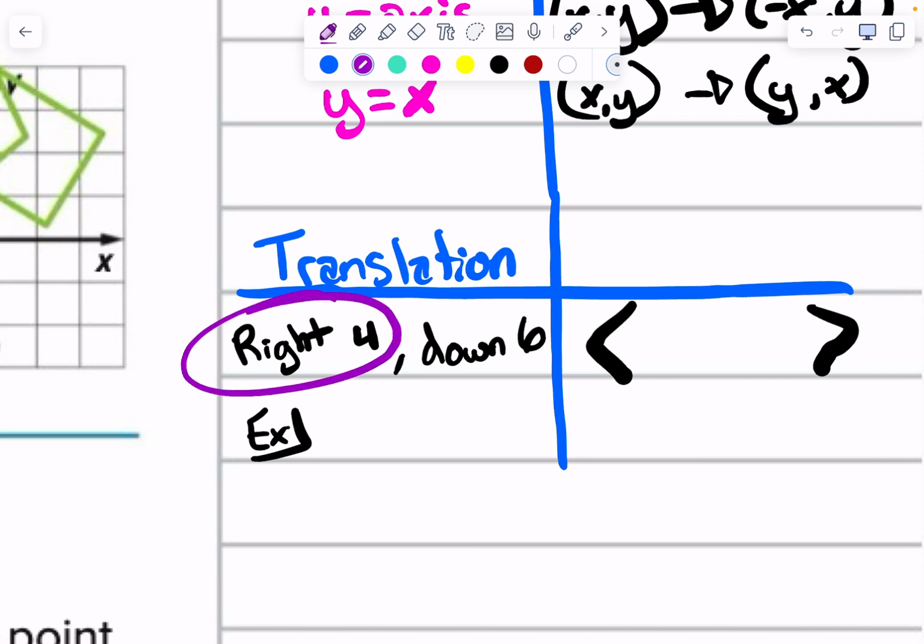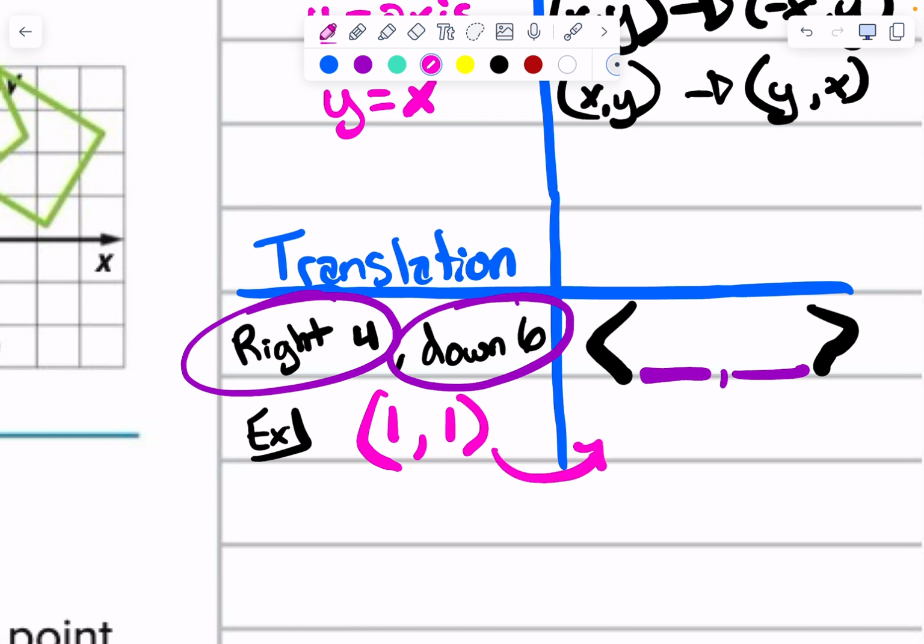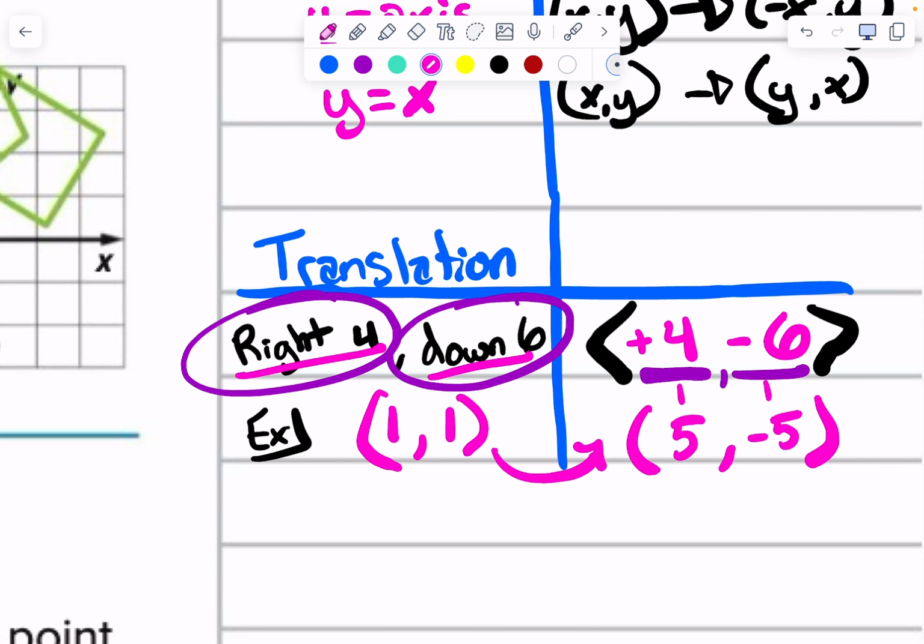Left and right has to do with the x coordinates. I'm going to put that here. Up and down has to do with the y coordinates. So if I'm going to the right 4 and down 6, let's say I'm starting with the point 1, 1. That's my original point, and I want to go right 4 and down 6, right? When I'm going to the right 4, that means I'm adding 4 to the x coordinate. I'm going to the right, that's the positive x direction. Down 6 means I am subtracting 6 from the y coordinate. So if I'm starting at 1, 1, my new point will be at 5, -5, yeah? 1, 1 will become 5, -5. Right 4, down 6, you're just adding 4, subtracting 6.